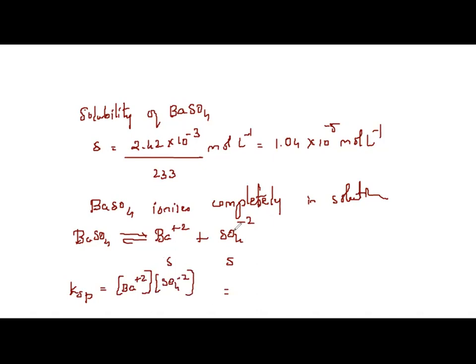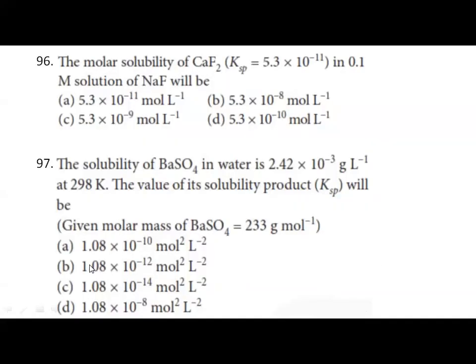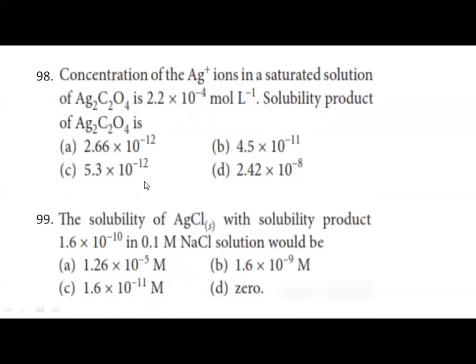And I know that S is equal to 1.04 into 10 raised to minus 5, into the same, both have the same S value. Therefore, I will square it. So solve it out, you will get the answer. 1.04 into 1.04 is 1.08 into 10 raised to minus 5 into 2, which is minus 10, moles square per liter square. So this is the KSP value. Which is the correct option? You have to first convert it from grams to moles. So the correct option is option A, 1.08 into 10 raised to minus 10 moles square per liter square. Molar mass is also given.